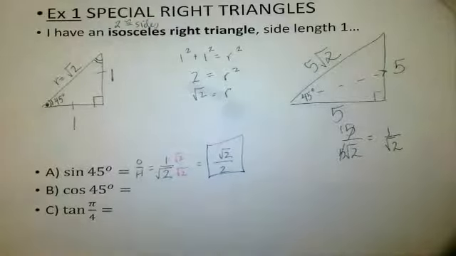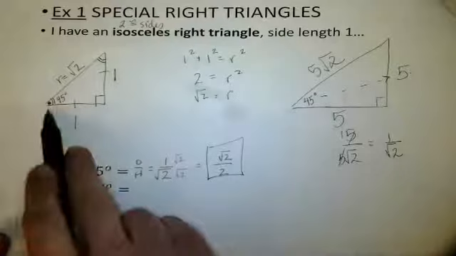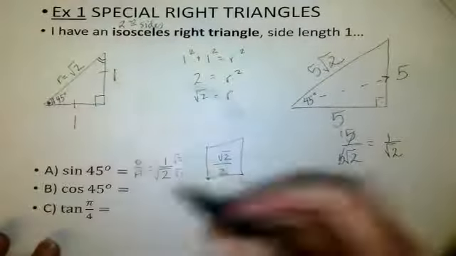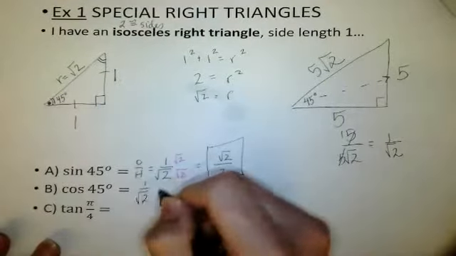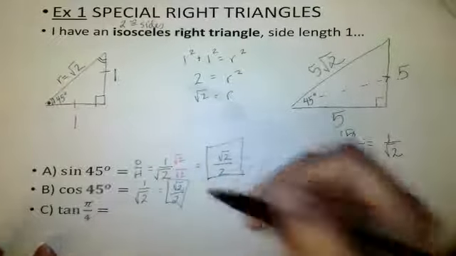Kind of interesting. What is the cosine ratio according to our 45-degree angle? Adjacent over hypotenuse, so 1 over radical 2. And then if you rationalize that, it is going to be radical 2 over 2 again.